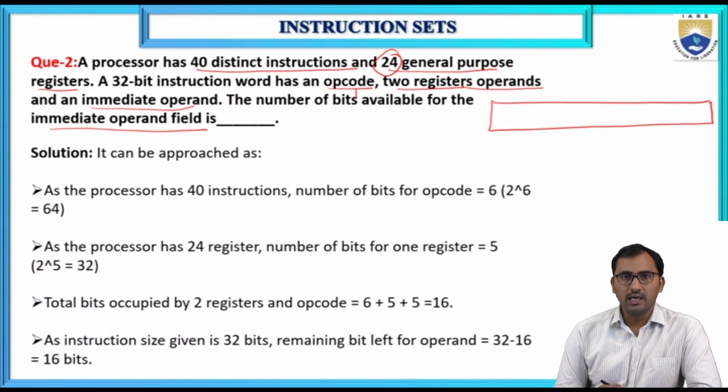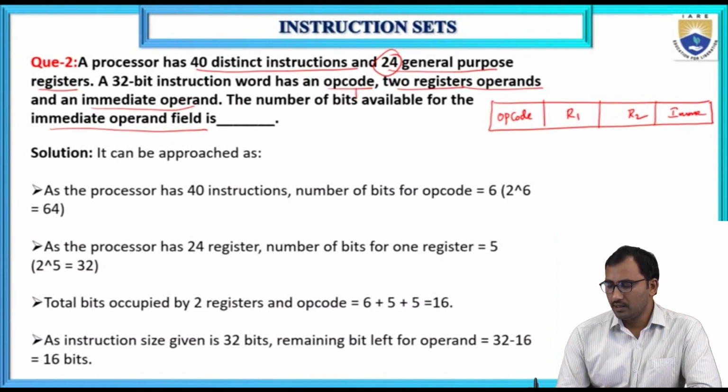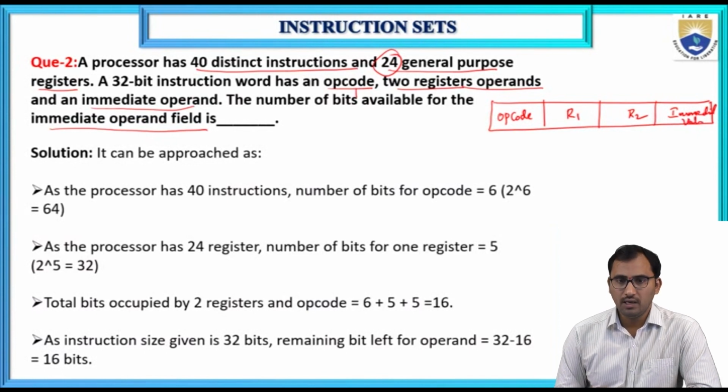That means the instruction in this scenario has 4 different fields. The first field is the opcode, and the next 2 are the 2 register operands, which you can call R1 and R2, followed by the immediate value. So this is the format of the instruction.